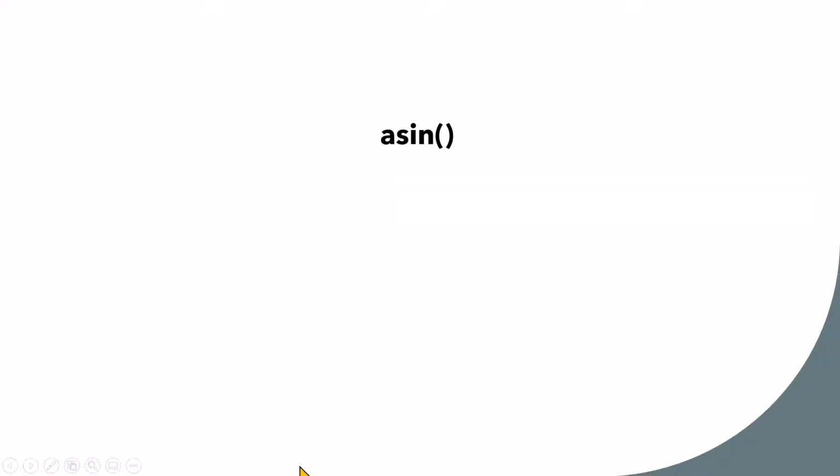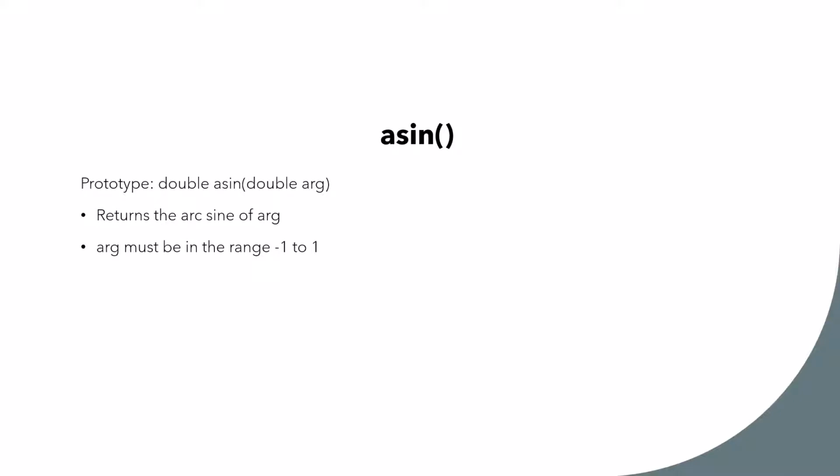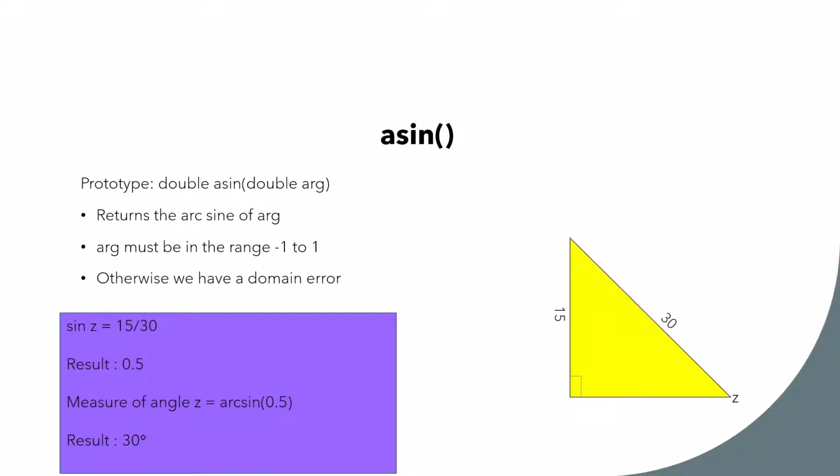So now moving on to arcsine. That's the inverse of sine. From the prototype, you can see this function returns a double and takes as argument a double as well. Returns the arcsine of the argument. The argument must be in the range -1 to 1. Otherwise, we have a domain error, just as we saw for arccosine. We have the triangle here, and we need to find the sine first and provide that result to arcsine to get the measurement of the angle.